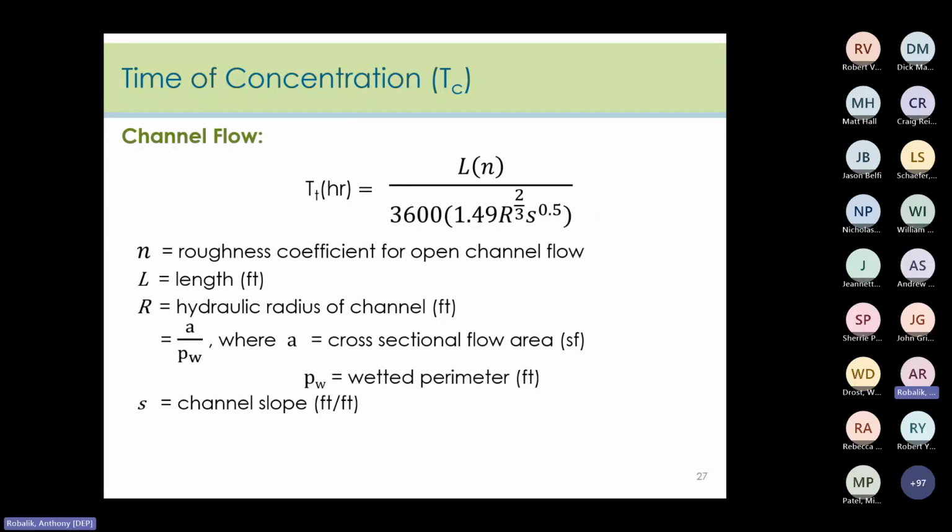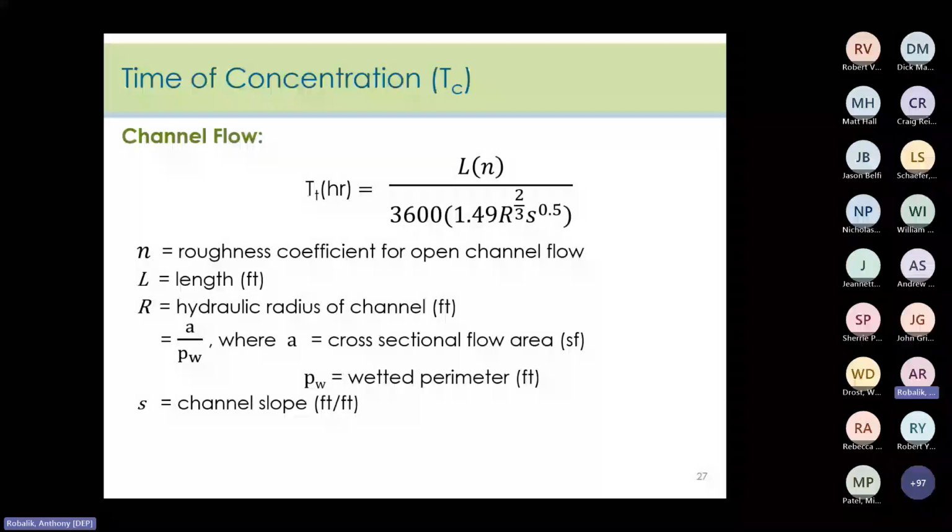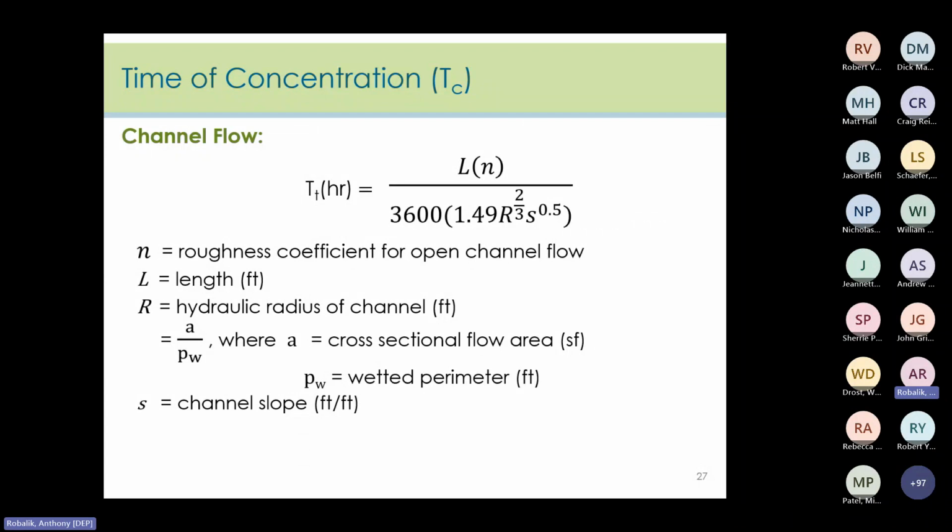So the last travel time we need to calculate is for open channel flow. For this calculation, we need the length of this segment, the roughness coefficient for open channel flow, which is different from the other Manning's n value previously covered, the hydraulic radius, and the channel slope. Manning's n values for open channel flow can typically be obtained from standard hydraulics textbooks.